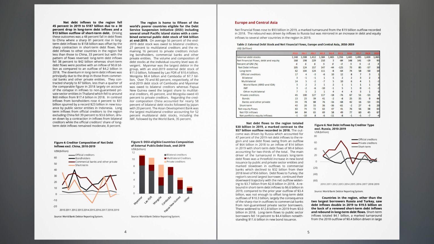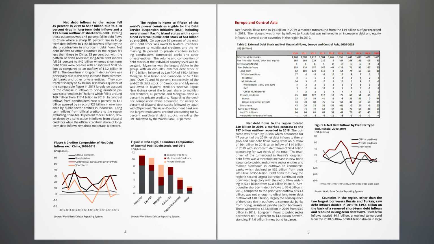The downturn in long-term debt inflows was principally due to the drop in those from commercial banks and other private entities. They contracted sharply to $7 billion, less than a quarter of the comparable figure in 2018, largely on account of the collapse in inflows to non-guaranteed private sector entities in Thailand, which fell to around $60 million from $17.4 billion in 2018. In contrast, inflows from bondholders rose 4% to $31 billion, spurred by a record $23 billion in new issuance by public sector entities in Indonesia.